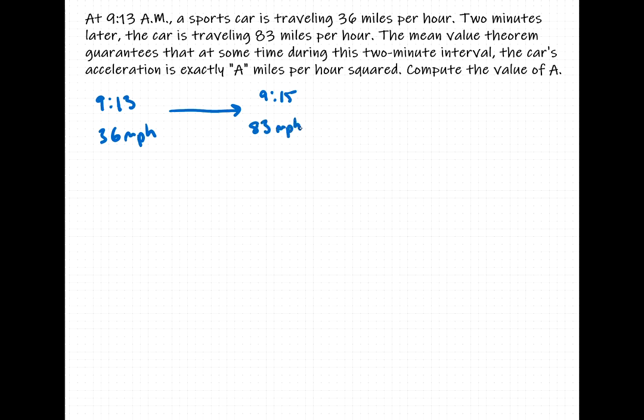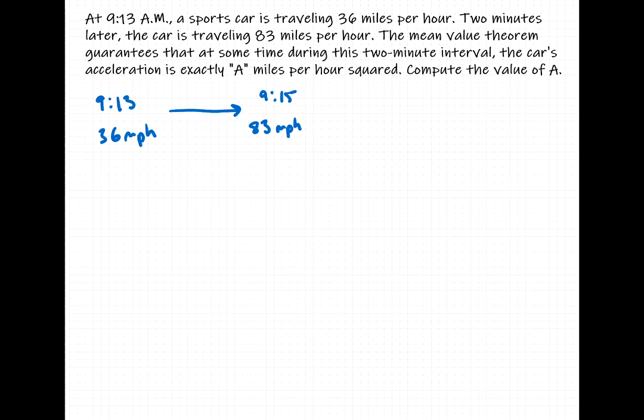The mean value theorem guarantees that at some time during this 2-minute interval, the car's acceleration is exactly a miles per hour squared. So we're looking for what is that value of a. There is one acceleration value that's guaranteed by this change in velocity over these 2 minutes.